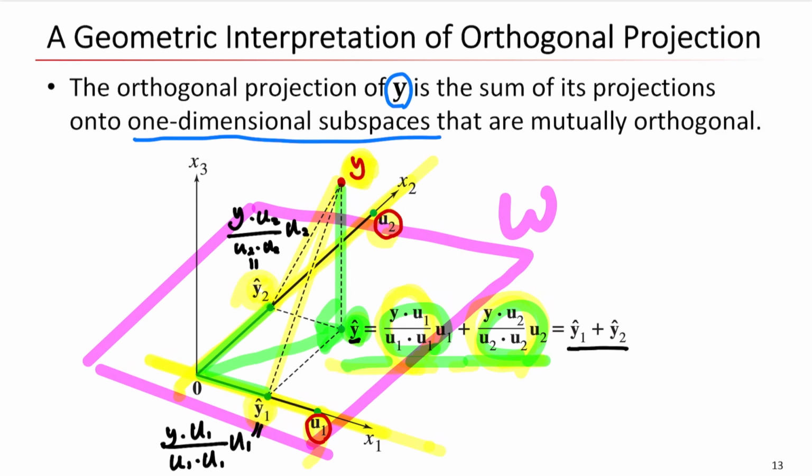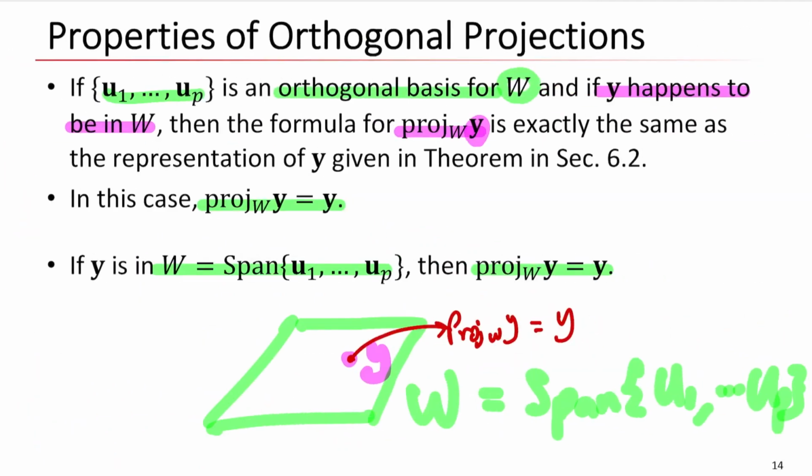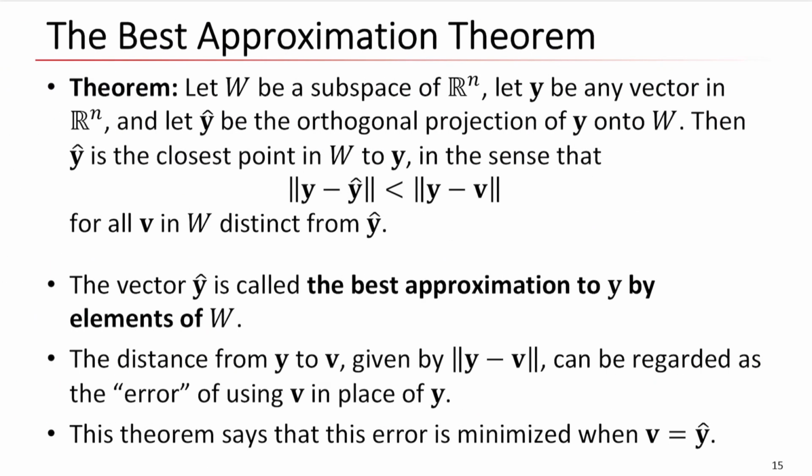So this will be our final representation of the y hat, or the orthogonal projection of vector y onto the subspace w, right? So if we think about y in the w space, then the orthogonal projection of the vector y onto the subspace w should be y itself, right? So this is a property of the orthogonal projections.